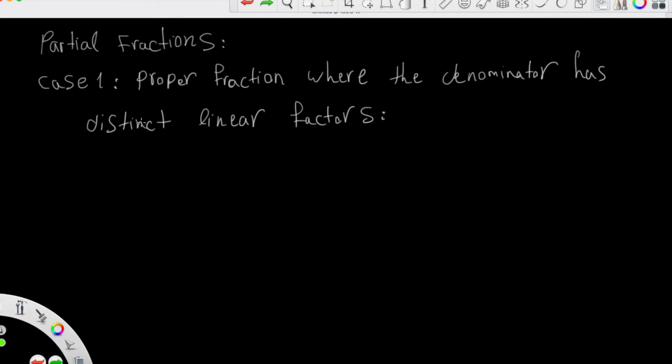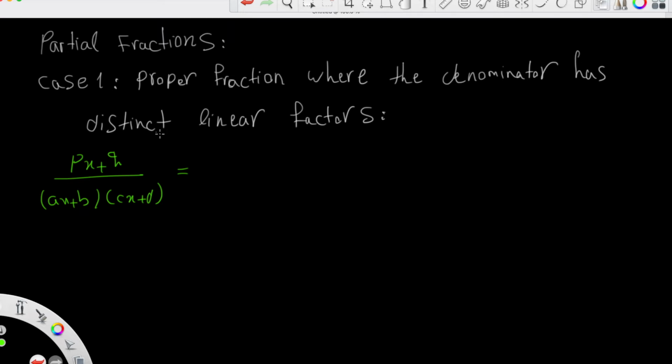Now, partial fractions, case 1: proper fraction where the denominator has distinct linear factors. Look at this case, (px + q) over (ax + b)(cx + d). As you see, the denominator is a quadratic function, with leading coefficient ac x squared, while the numerator is linear, so it's a proper fraction. Now this proper fraction can be split into, and you see here there are two linear factors.